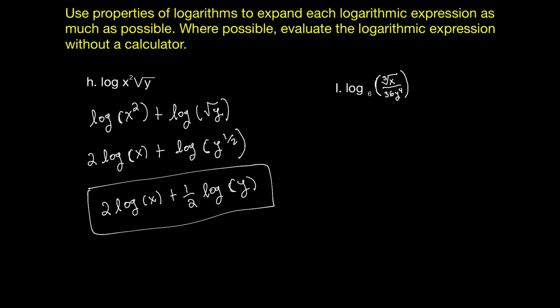Let's take a look at example L. The first thing that I notice is that I'm dividing inside of my argument. And whenever I'm dividing, I can rewrite the logarithmic expression in terms of subtraction. So here, I'm going to get the difference of log base 6 of the numerator, which I can rewrite as x to the 1/3, since I have root 3, and then the exponent of my base is just 1. I'm going to get the difference of the numerator with the log base 6 of the denominator, which here would be 36y to the 4th.